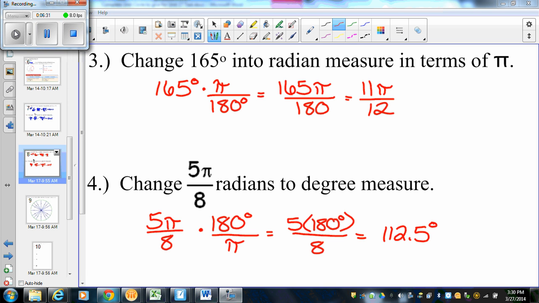Then for number 4, you should have multiplied by 180 degrees over pi. So your pi's would cancel, and then you would just have to calculate 5 times 180 degrees divided by 8, and you should get 112.5 degrees. And you would want to make sure on there that you put the degree symbol at the end so that I know that you're not talking about radians, but you're talking about degrees.